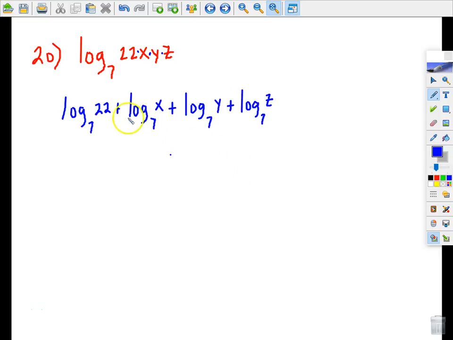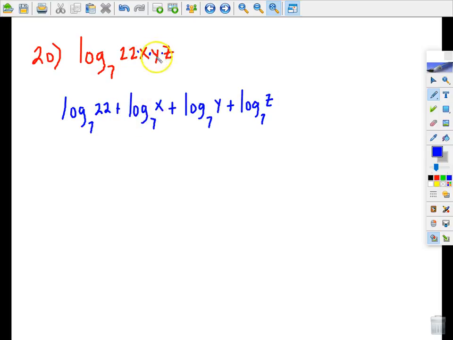So I guess the most common mistake when students are expanding is not seeing that these are separate terms that are being multiplied together. So I'll see a lot of something like this. Maybe they just do log base 7 of 22 plus x, y, z or something like that. But wherever multiplication happens, we need a separate log being added.